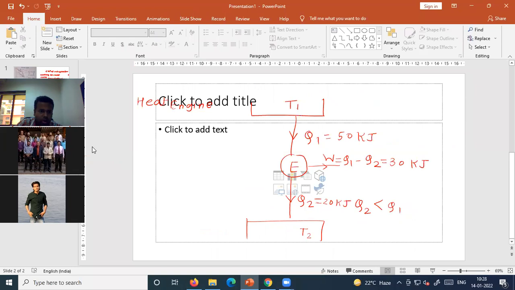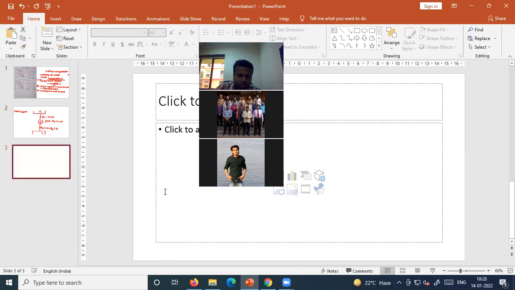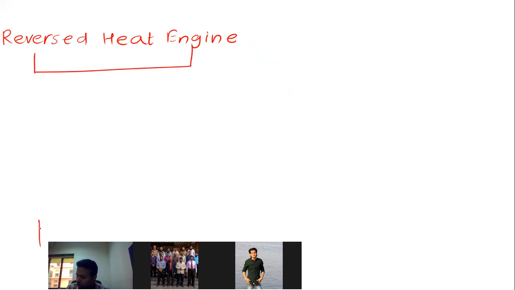Now let me explain what happens in the reverse heat engine. Just see here, all of you. Let us consider this reverse heat engine, which operates between the same temperature limits. This is T1. All of you can see that.